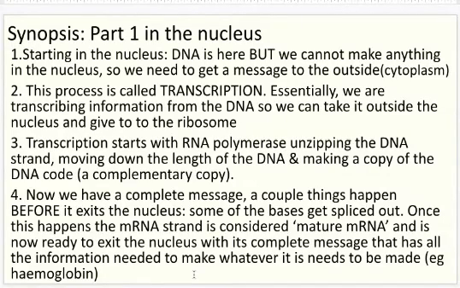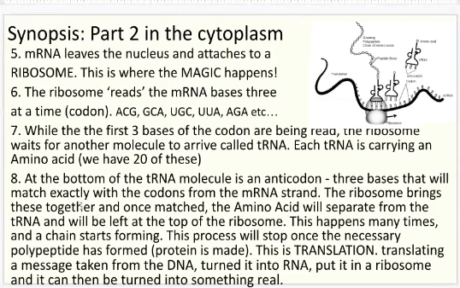It really breaks it down simply to see from the start to the beginning, starting in the nucleus, the DNA is here, but we can't make anything. So that whole fabulous process of transcription occurs, essentially transcribing that information so we can take it outside of the nucleus and give it to the ribosome. Transcription starts with RNA polymerase. And before it exits the nucleus, some of those bases get spliced out, and then now it's considered mature RNA. And this is just part 2.